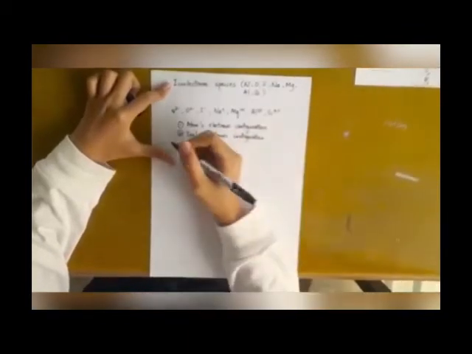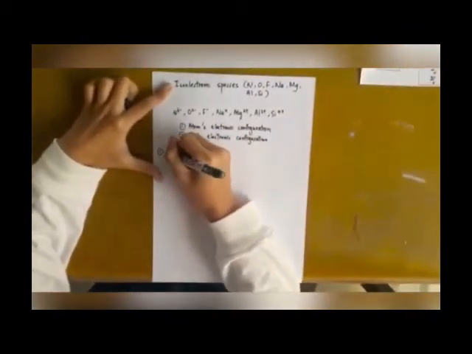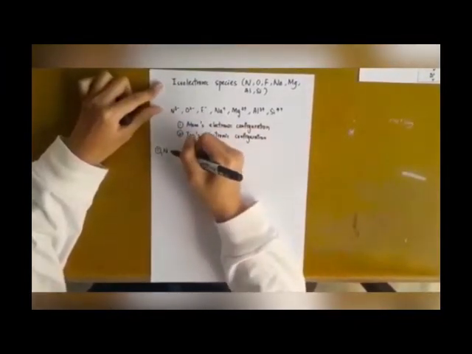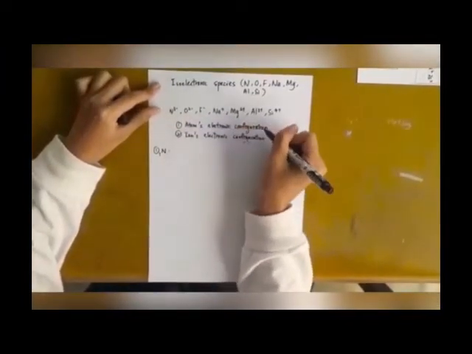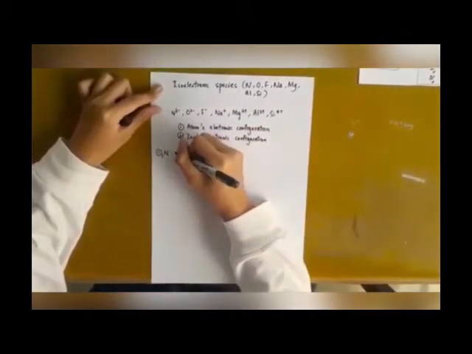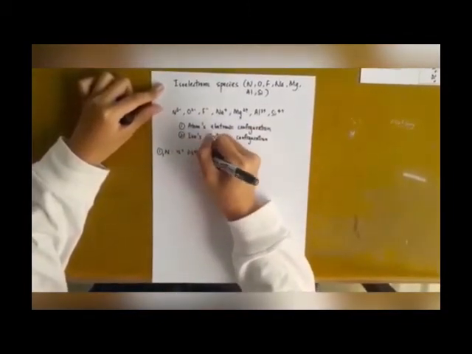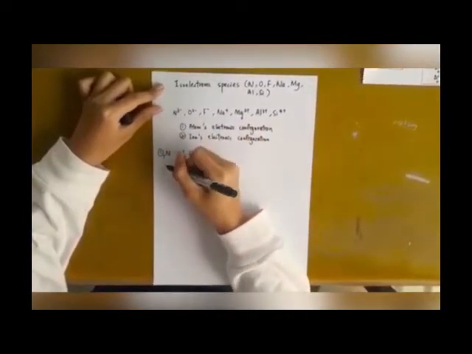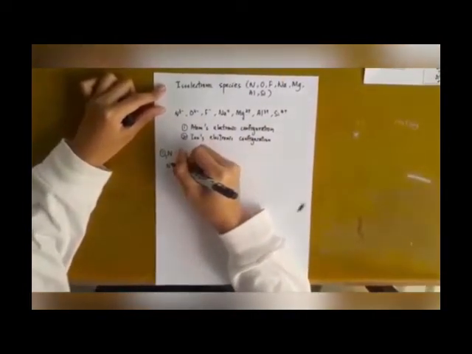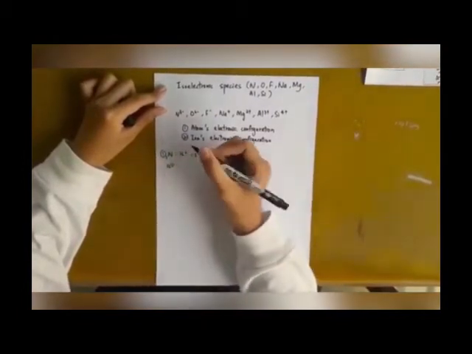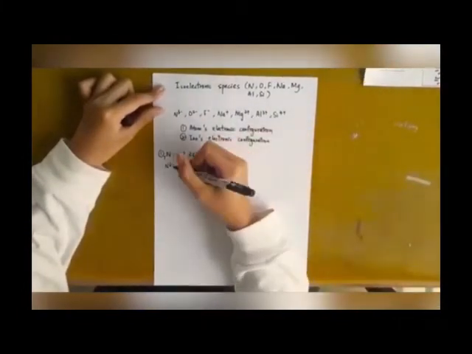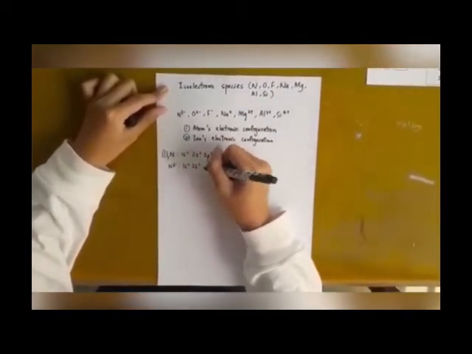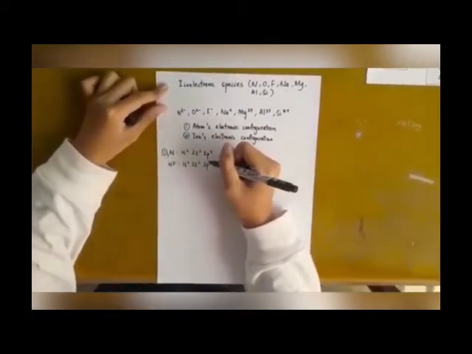Okay. The first one is nitrogen. Nitrogen has a proton number of 7, so the electronic configuration of nitrogen is 1s2, 2s2, 2p3. When it becomes an ion, the electronic configuration of nitrogen 3 negative is 1s2, 2s2, 2p6.